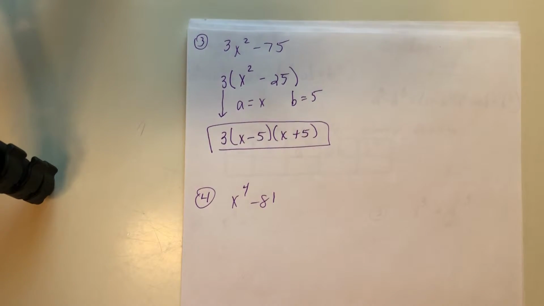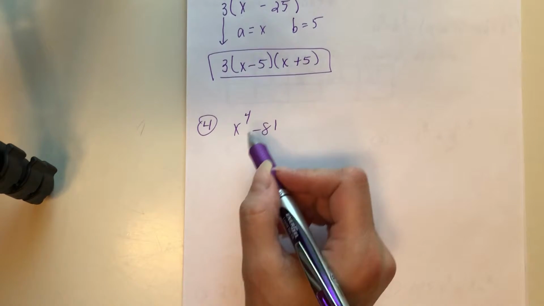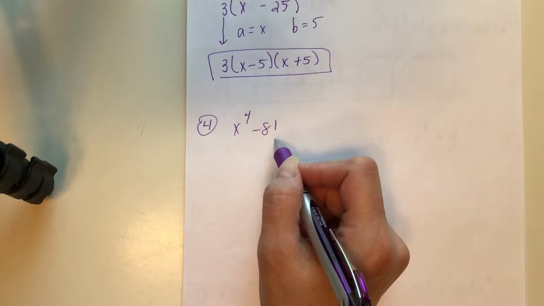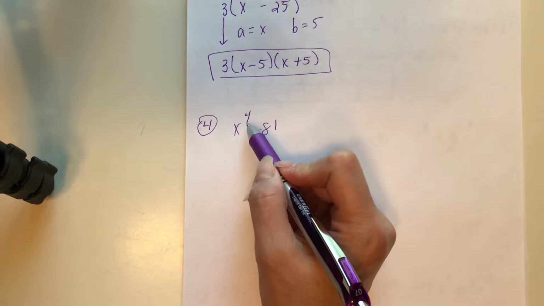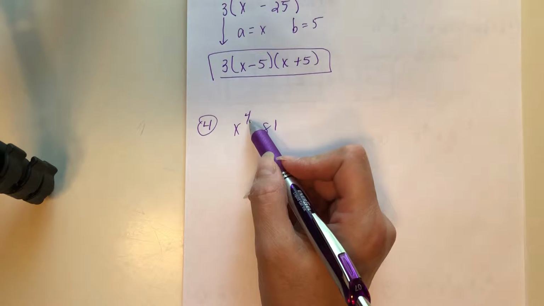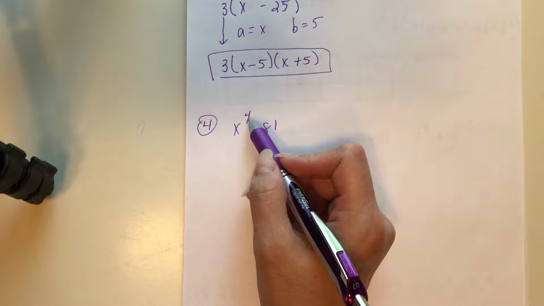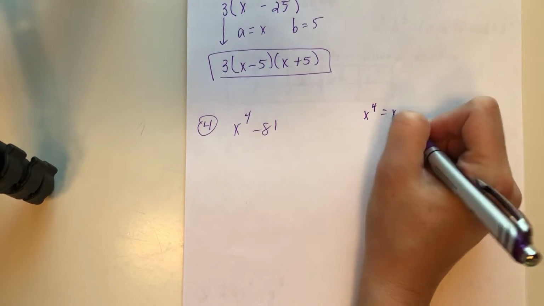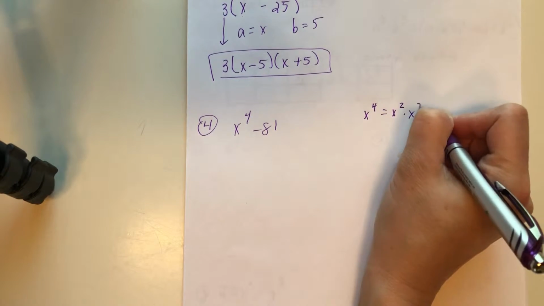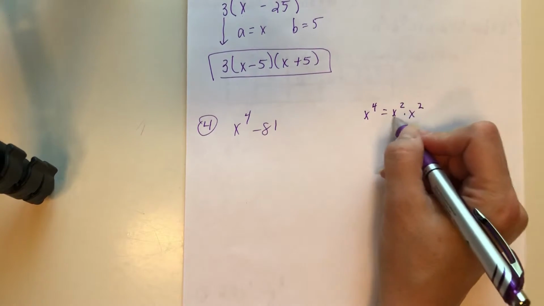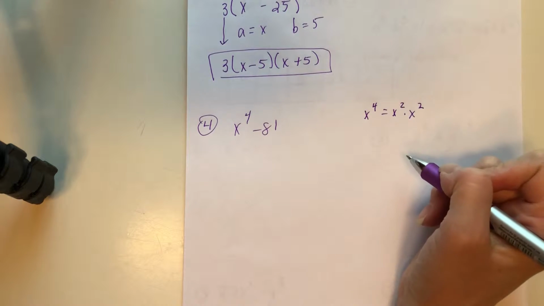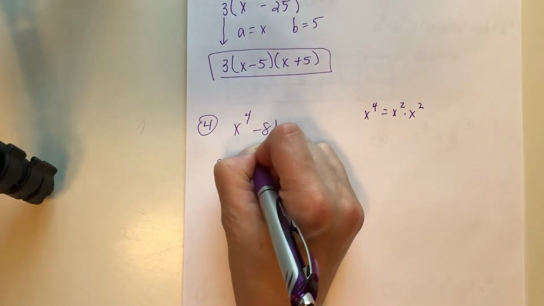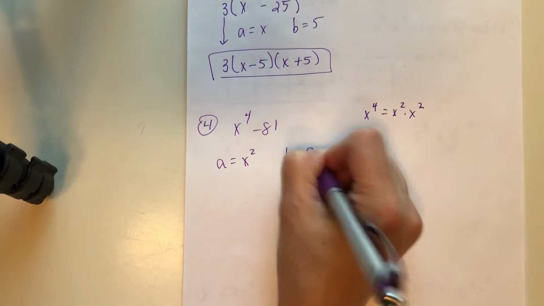Number 4. I've got x to the 4th minus 81. 81 is a perfect square. It's 9 times 9. X to the 4th, because it has an even exponent, it's also a perfect square. X to the 4th is equal to x squared times x squared. Okay, if you recall, when you multiply like bases, the rule is to add the exponents. So that tells me that my A this time is x squared, my B is 9.